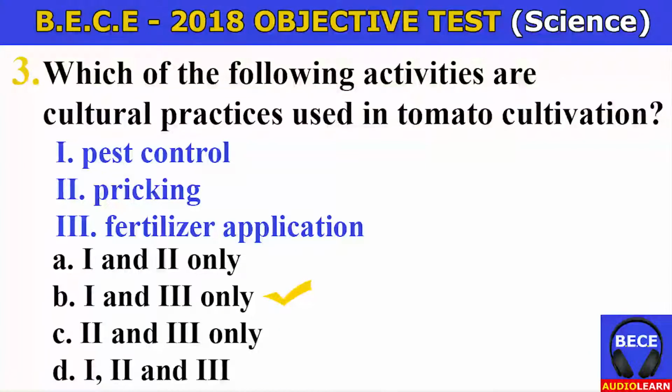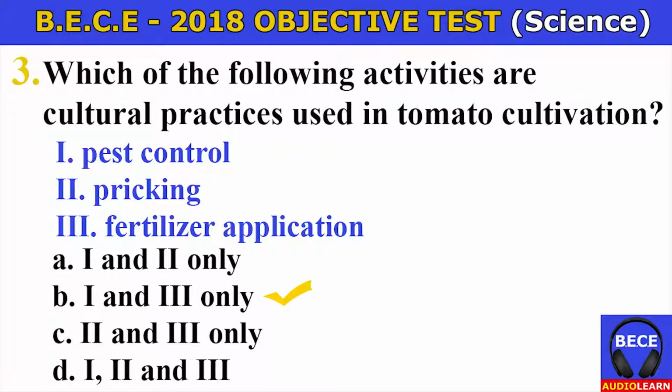Number 3. Which of the following activities are cultural practices used in tomato cultivation? I. Pest control, II. Pricking out, III. Fertilizer application. And the possible answers are A. I and II only, B. I and II only, C. I and III only, D. I and III. And the answer is B.